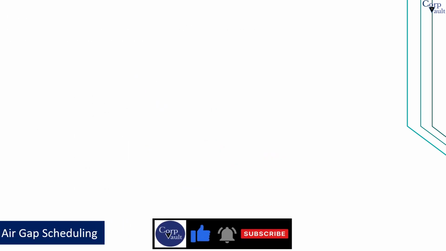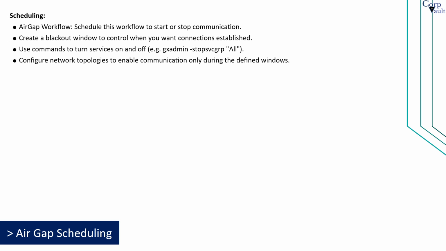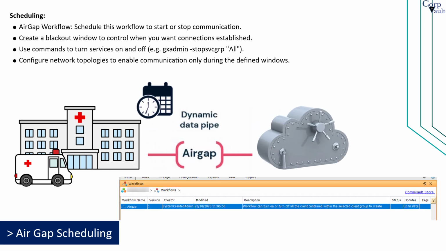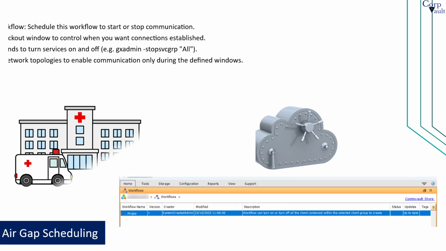Air Gap scheduling. Air Gap is controlled using time-based access windows. You can automate when the air gap is enabled or disabled, using built-in scheduling tools or workflows. Let's discuss with an example. A hospital schedules air gap intervals, so that backup jobs run between 1 and 3 a.m. The rest of the day, the backup storage is isolated, reducing the risk of accidental or malicious data access.